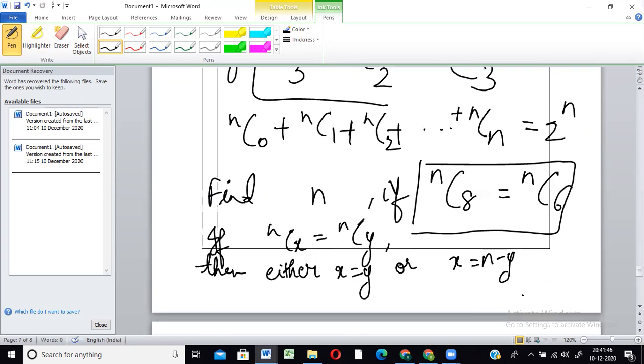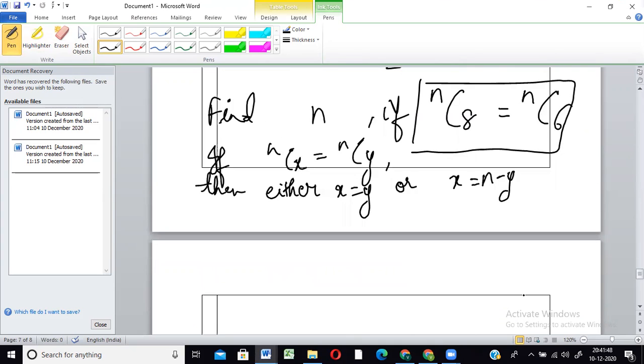The only difference is we had taken r and s above. Either way, I am taking x and y, so that's absolutely okay. So here we get either x equal to y or else x is equal to n minus y. So here r or s. So these are not equal, right? 8 is not equal to 6. So then we will have the other condition.